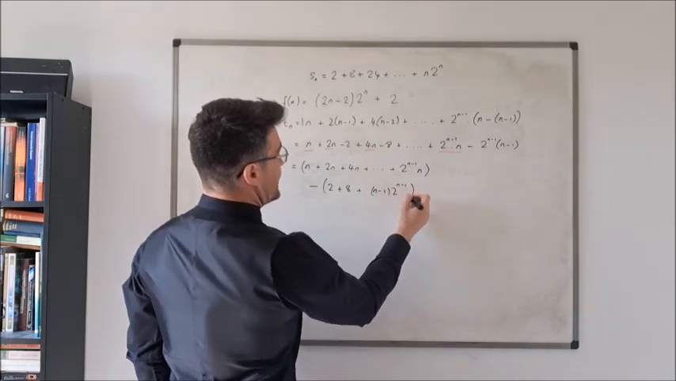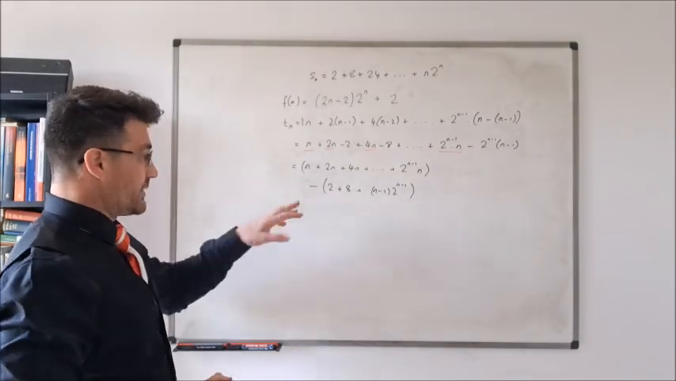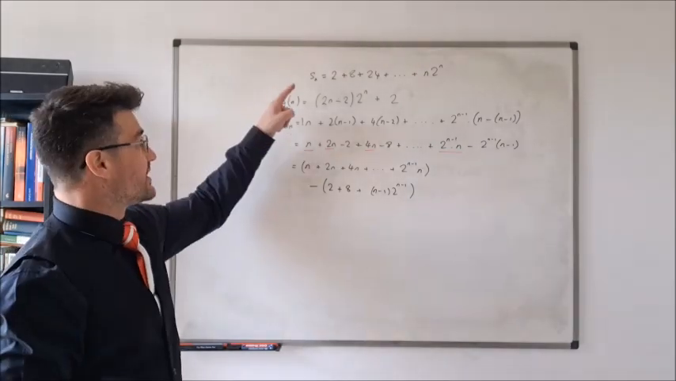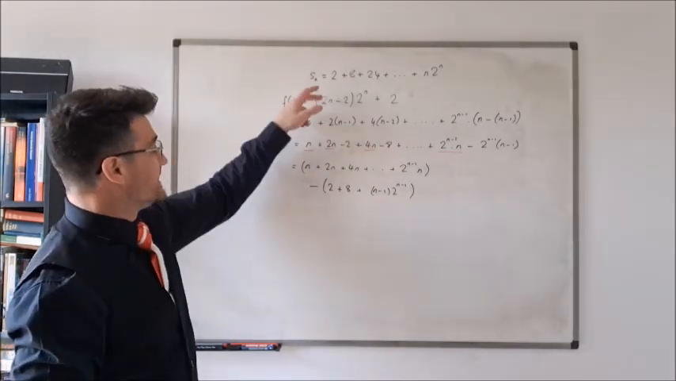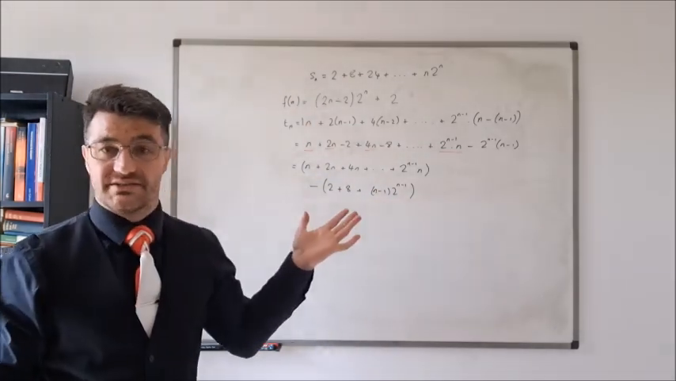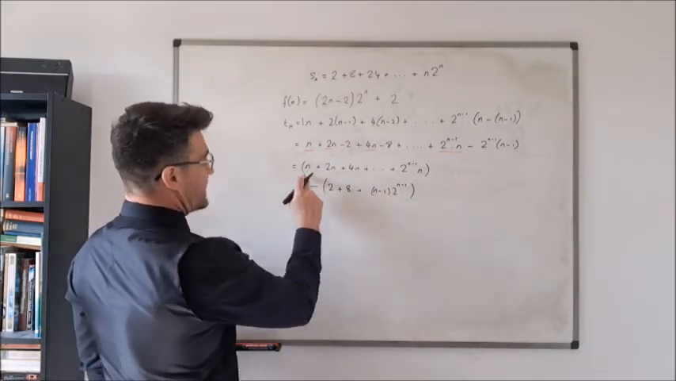Now you might start to see the connection between what we're doing here and what we've just been doing, right? This is Sn minus 1 effectively, right? Good stuff. Okay, so what can I do here?